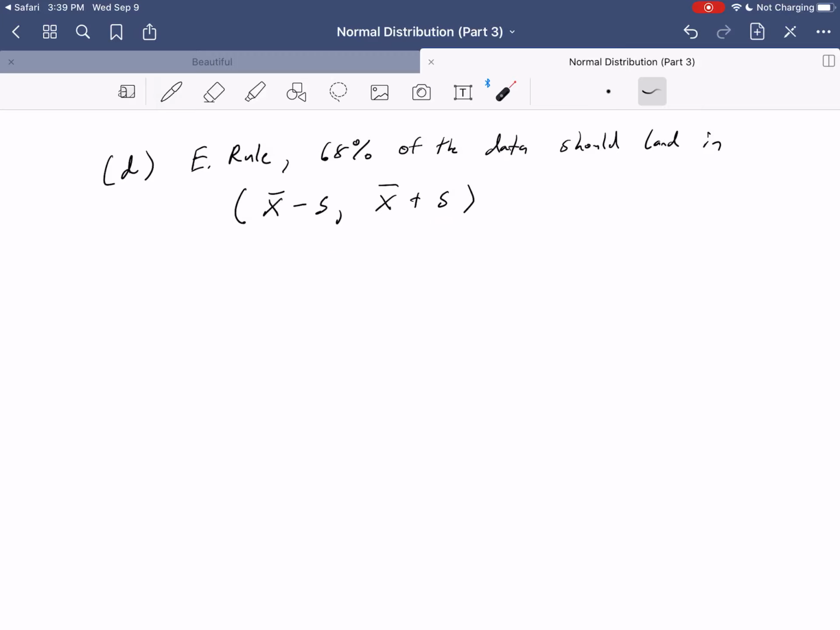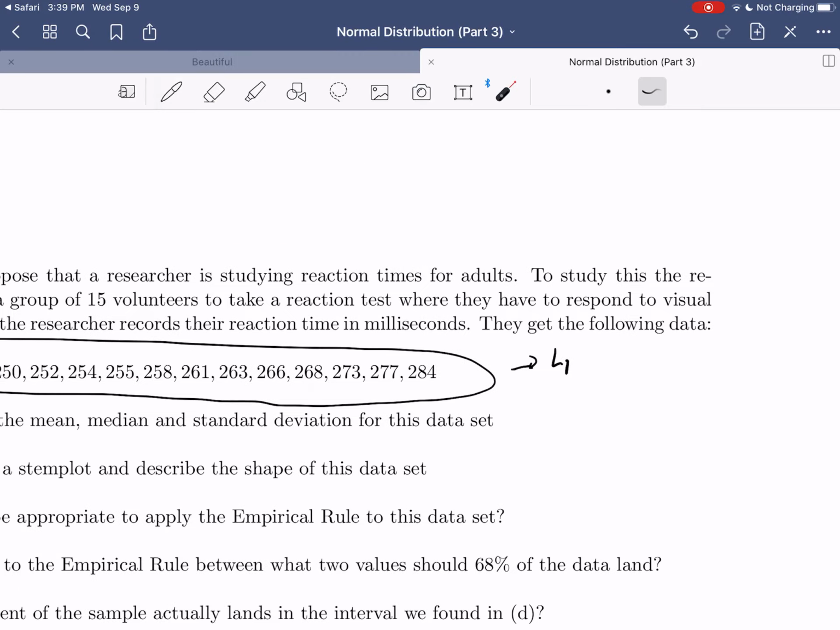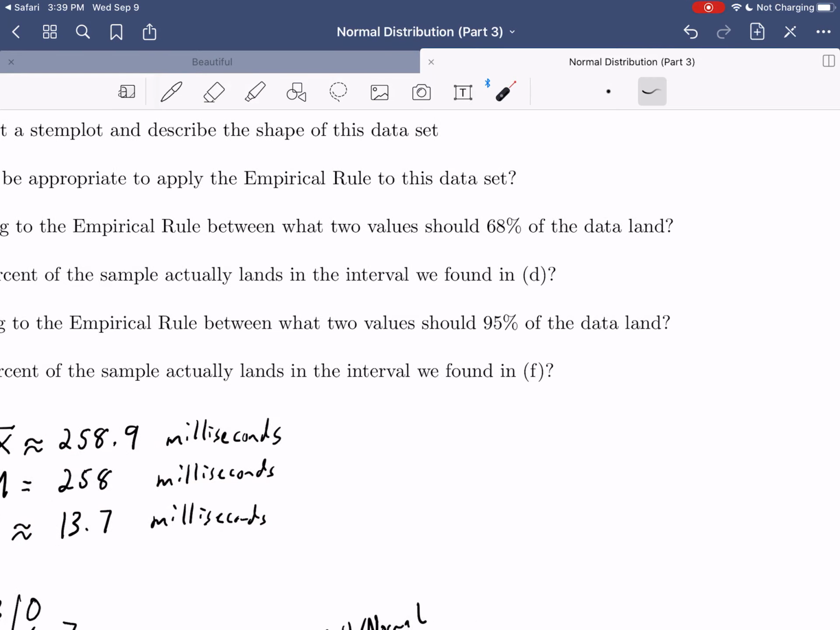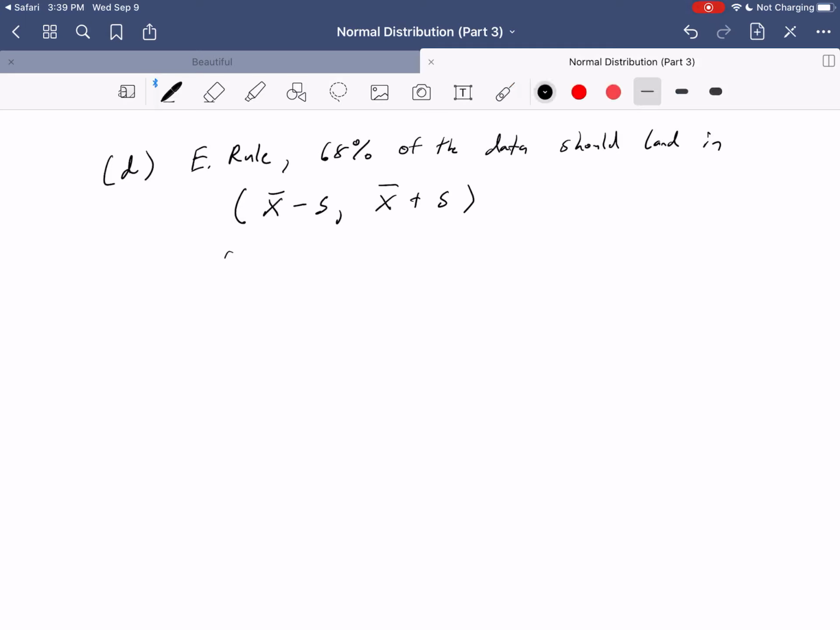Can we actually say what those values are? For sure, we calculated those, right? We know that the mean is 258.9 and the standard deviation is 13.7. So let's go ahead and put that in there. 258.9 minus 13.7, 258.9 plus 13.7. So there we go. We've got our values there.